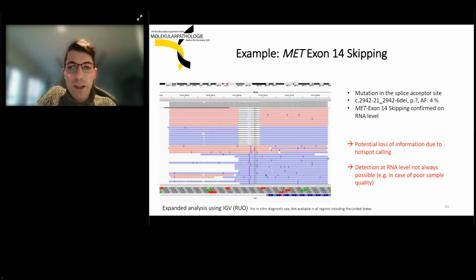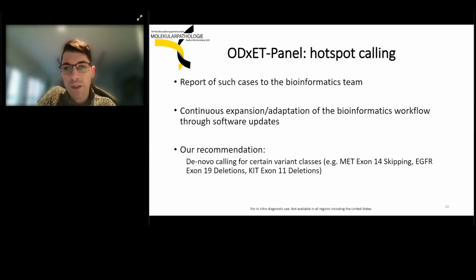Now, one may argue there is detection on RNA. However, we need to know that detection on RNA level is not always possible, for instance, due to quality reasons. Thus, there may be some risk of losing important information.